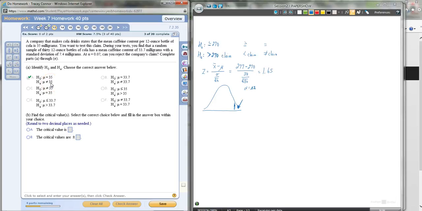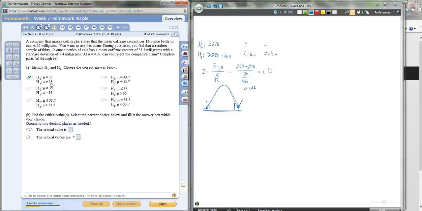So if we go back to this curve I had here, this is a two-tailed test. So if it's a lot higher or a lot lower, we're going to go ahead and reject the null hypothesis.